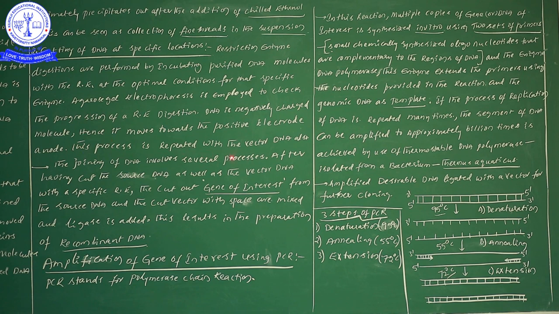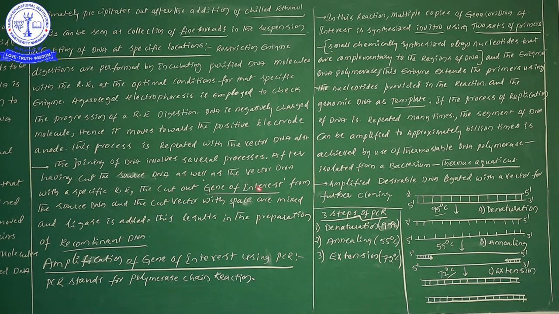So this process is repeated with the vector DNA. Here, the process of gel electrophoresis we have used for the separation of DNA fragments based on molecular weight, or based on the length of DNA we can separate. The same kind of gel electrophoresis process we have to use for the vector DNA also. Repeat: this process is repeated with the vector DNA also. Don't forget, this point is also important. Gel electrophoresis we will do not only for the separation of DNA fragments, definitely we will use it for the vector DNA also, with a specific restriction enzyme.